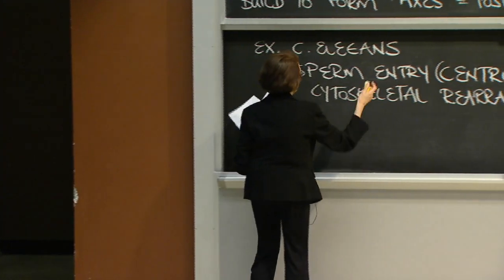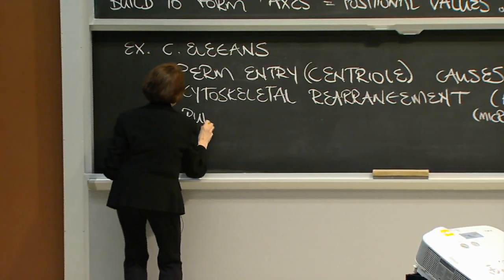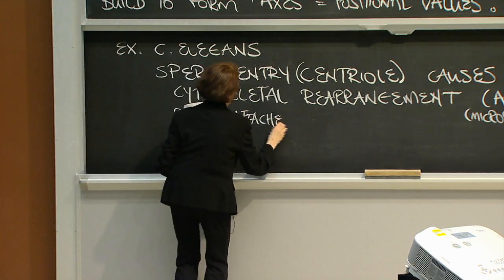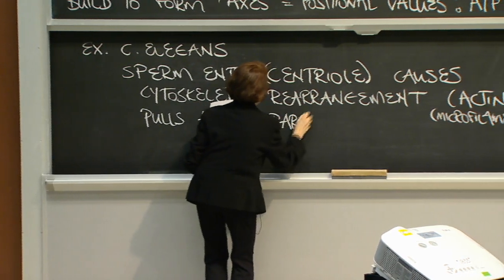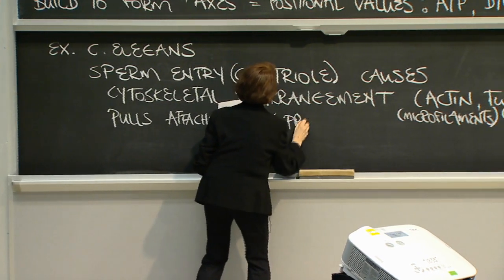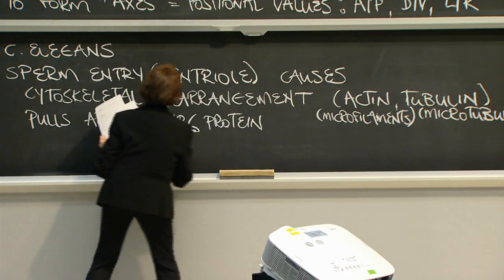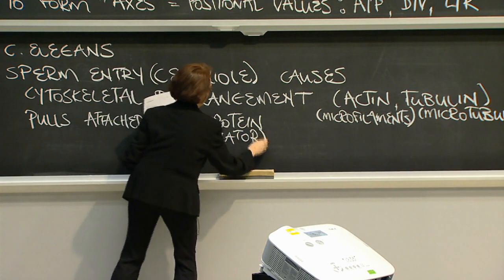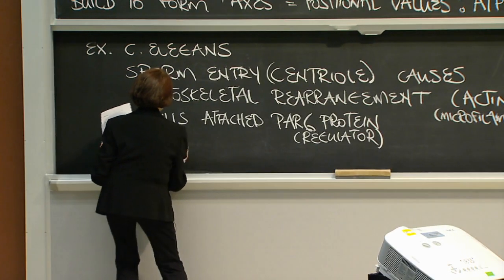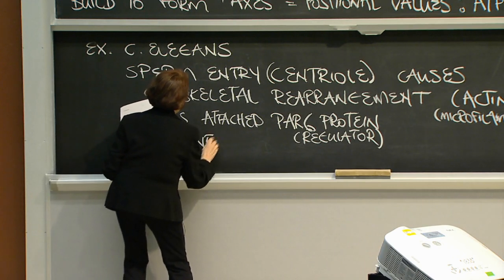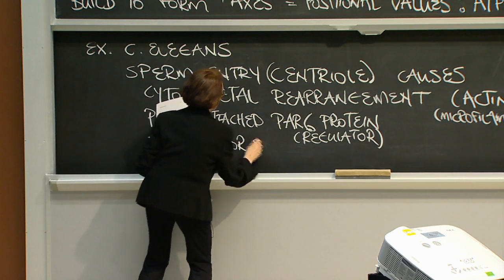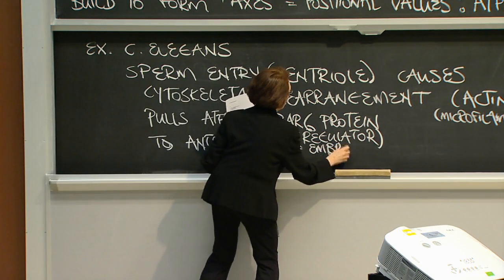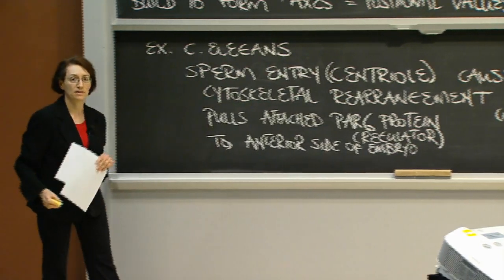So the cytoskeletal rearrangement pulls the attached PAR6 protein. And this is a regulatory protein. It doesn't matter exactly what it does. It pulls it to the future anterior side of the embryo. And in doing so, it actually sets up the anterior side of the embryo.